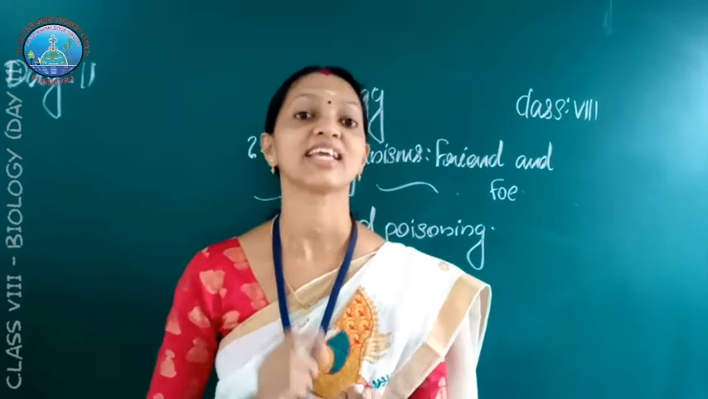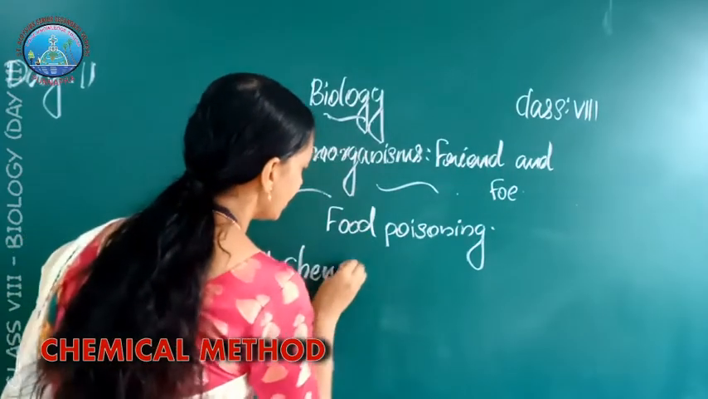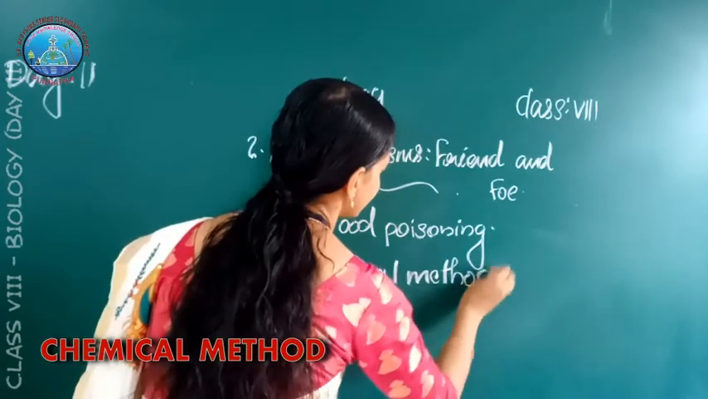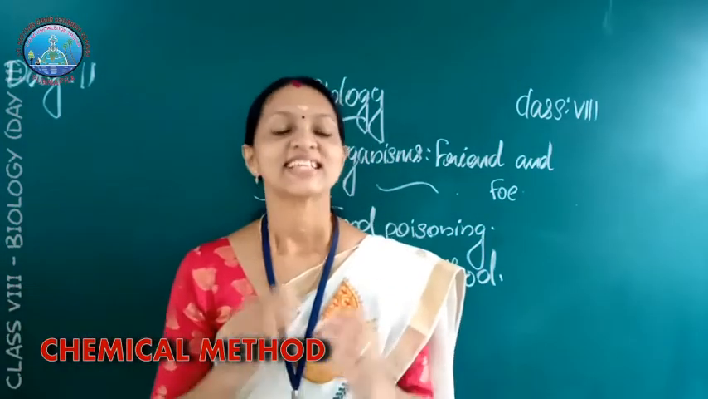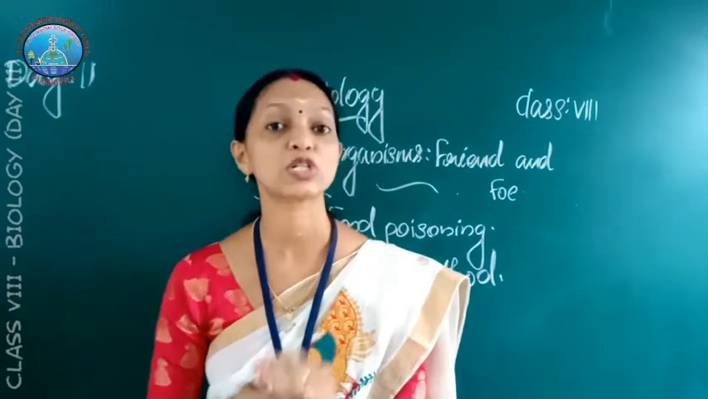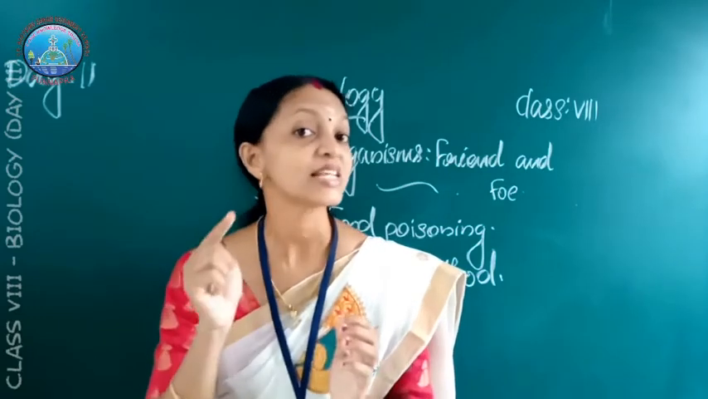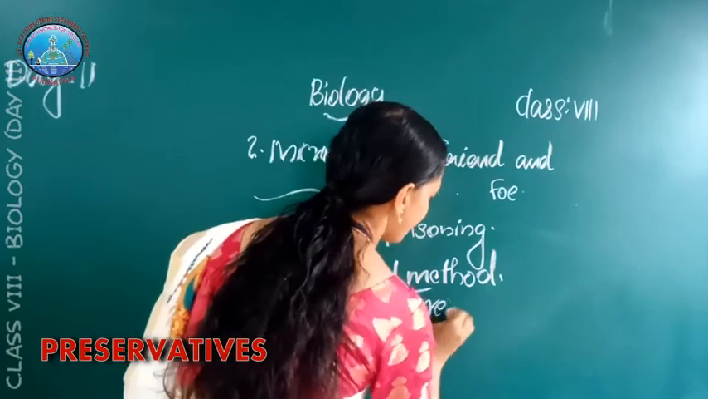The first method is the chemical method. Salt and edible oils are common chemicals. They are generally used to check the growth of microorganisms, and they are called preservatives. What are preservatives?